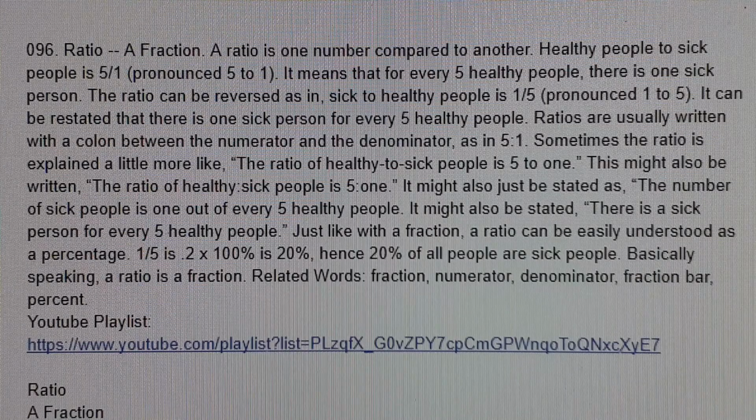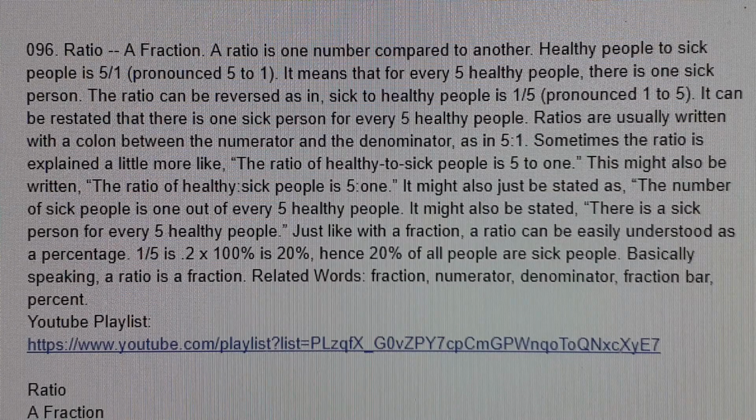Sometimes the ratio is explained with a little more, like "the ratio of healthy to sick people is 5:1." This might also be written, "the ratio of healthy sick people is 5:1." It might also just be stated as, "the number of sick people is 1 out of every 5 healthy people." It might also be stated, "there is a sick person for every 5 healthy people."